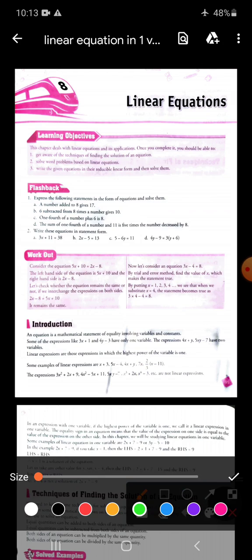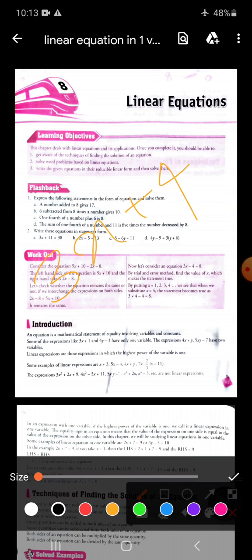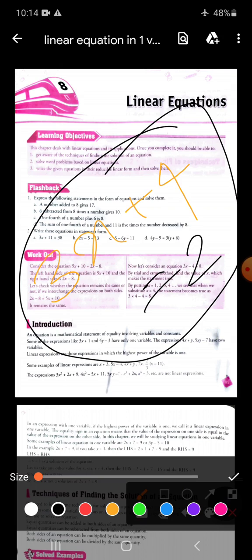Expression is simply when you write some algebraic quantity such as 3x plus 4, right? And if you equate this with some number, say 2, what you will get here is an equation. This is the prime difference between algebraic expression and algebraic equations, right?